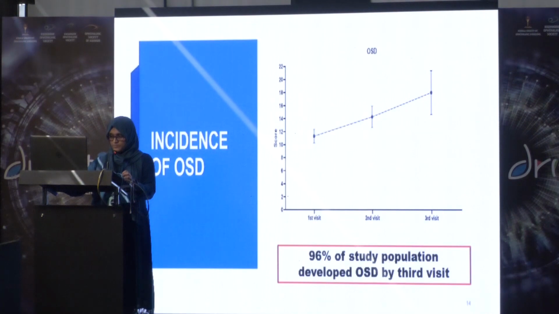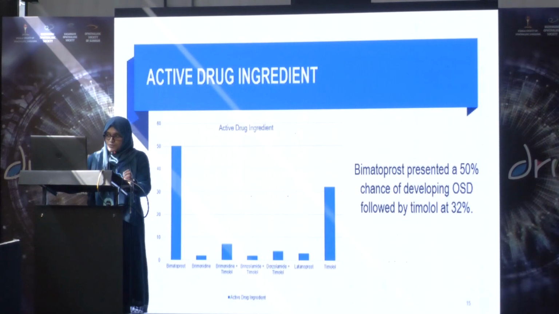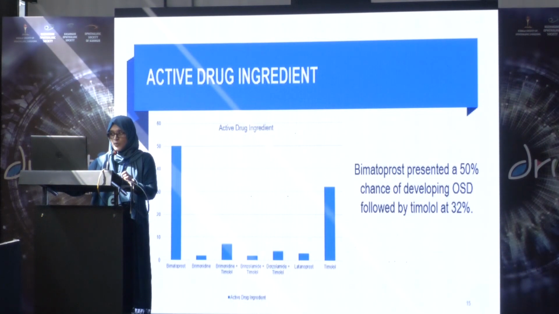Results and discussion. We found that a staggering 96% of our study population developed OSD by the third visit. Regarding the role of the active drug ingredient, we found that bimatoprost presented a 50% chance of developing OSD, followed by timolol at 32%.